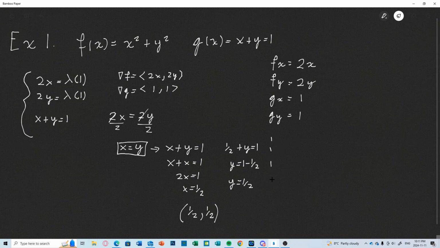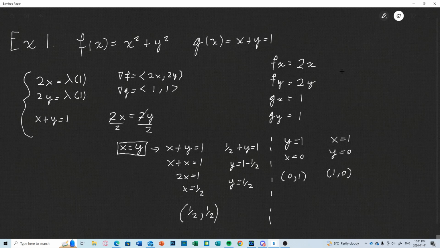Our first endpoint to check is setting x equal to 0. If we set x equal to 0, we get y is equal to 1, so our first point is 0, 1. Then we do the same thing, setting x equal to 1 and y equal to 0, so we get 1, 0. This gives us the three points: 1/2, 1/2, 0, 1, and 1, 0.